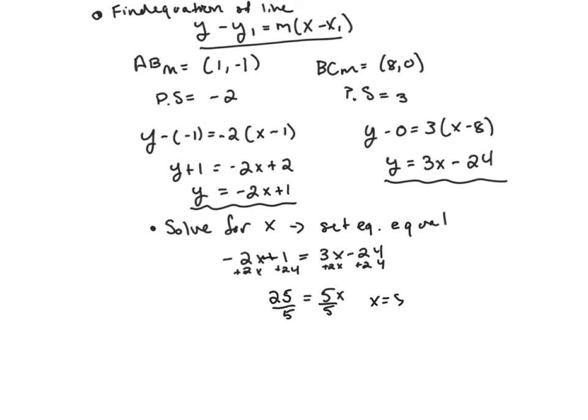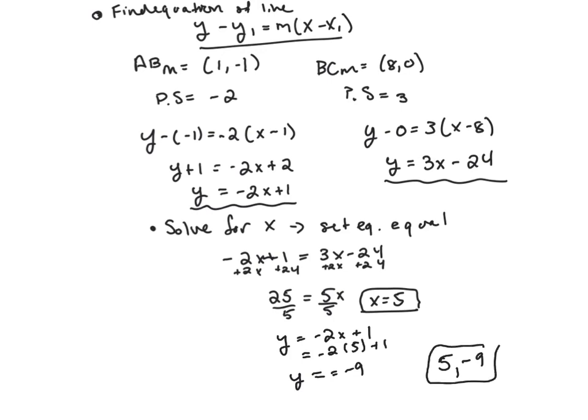So x equals 5. And now finally, the last step is just plugging x equals 5 into one of the equations that we solved for. I'm going to use y equals negative 2x plus 1. Plug in that 5, and we get y equals negative 9. So our solution finally is 5 comma negative 9. That's where the circumcenter of this triangle is going to be.